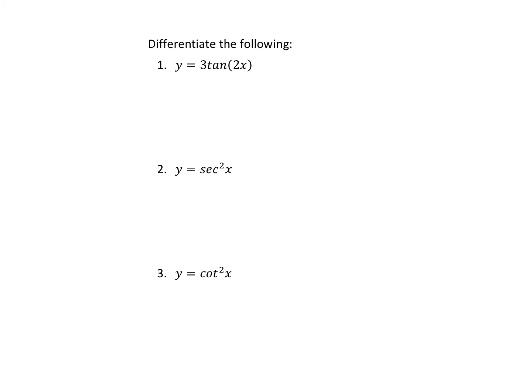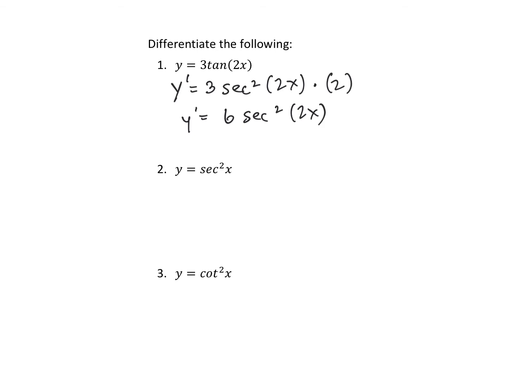So we want to differentiate y equals 3 tan 2x. So the 3 will remain the same. The derivative of tan x is secant squared x. So tan is going to become secant squared. And then the x is what is in the bracket, which is 2x. And then we'll take the derivative of the inside the bracket, 2x. So the derivative of that is 2. And then we'll just clean it up by multiplying the 3 and the 2 to get 6.